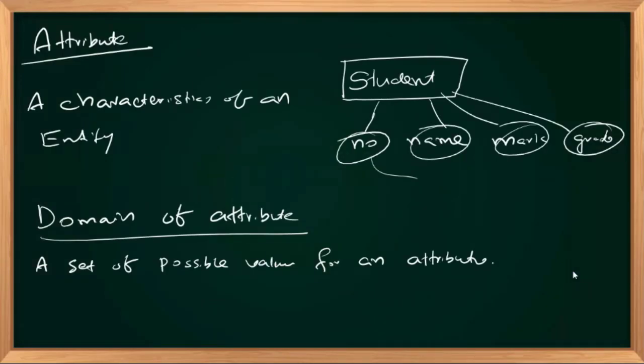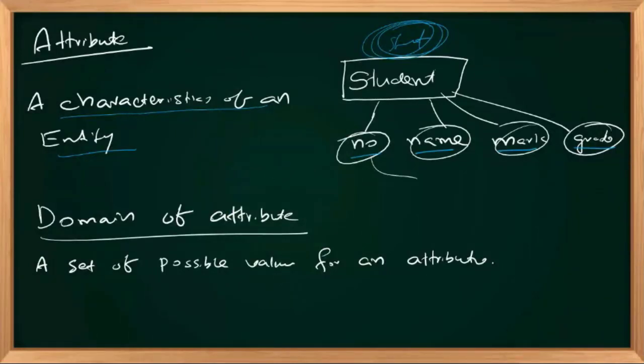Next one is attribute. Attribute means a characteristic of an entity. It is a property of an entity. For example, a student is an entity. What are the properties of a student? Number, name, mark, grade, sex, etc. are the student's properties or characteristics. This characteristic is known as an attribute of a student.